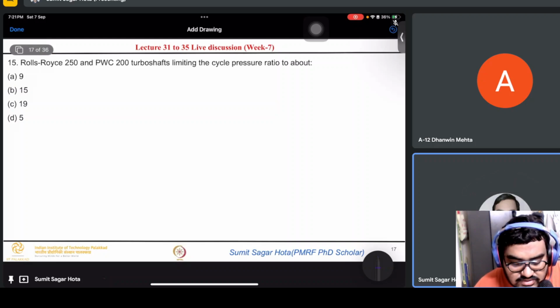Any kind of turbine engines mostly operate up to a value of nearly 10. Okay, it cannot be more than 10. And they asked limiting, which means they want the maximum value. So 5 cannot be the case, 15 and 19 it cannot go. So option A will be the correct answer. So 9 and 10 it can actually go.